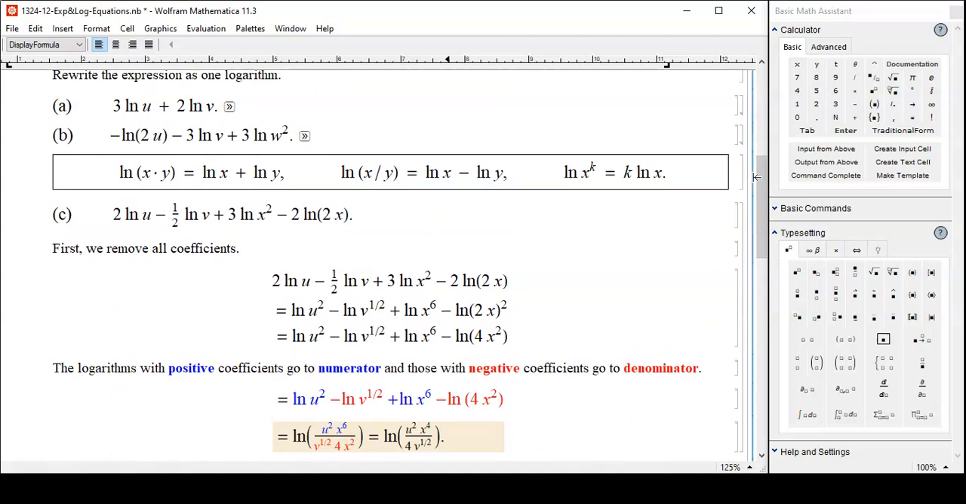Maybe this answer key is better because we have nice color coding: positive coefficient blue, negative coefficient red, and blue goes to numerator, red goes to denominator. Addition becomes multiplication, so that goes upstairs. Subtraction becomes division, so that goes denominator, downstairs. And then simplify.